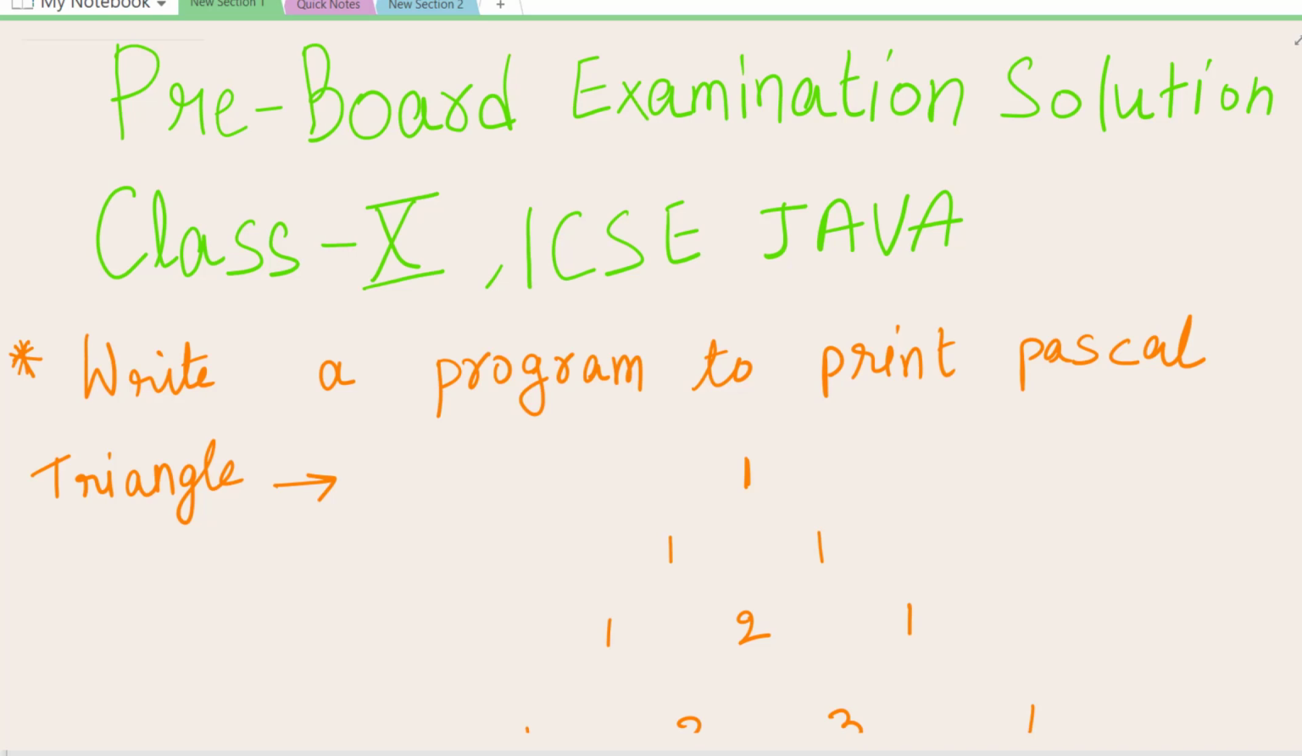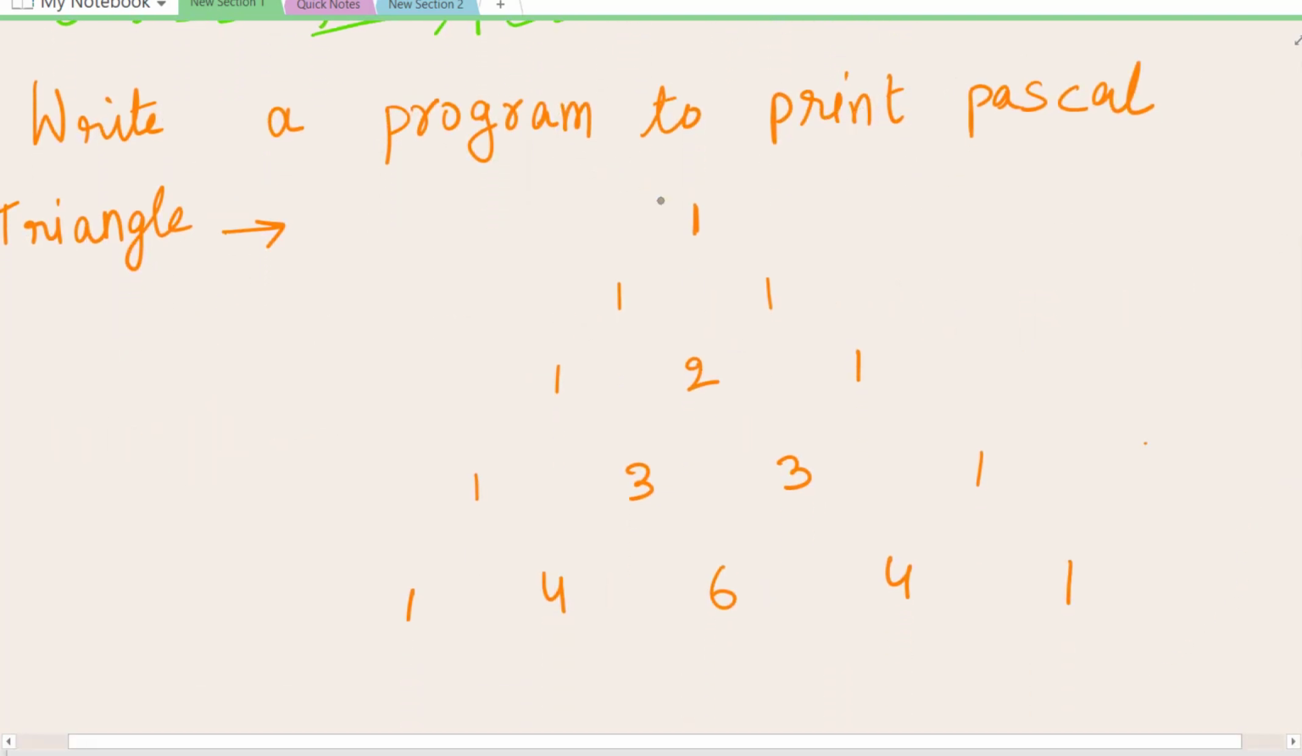In this video, we are going to discuss the solution of a question from the pre-board examination of Stepping Stone High School, Class 10 ICSE Java. The question was to print a pattern, and what pattern is it? You have to print the Pascal Triangle on your screen. Yes, so the Pascal Triangle looks something like this.